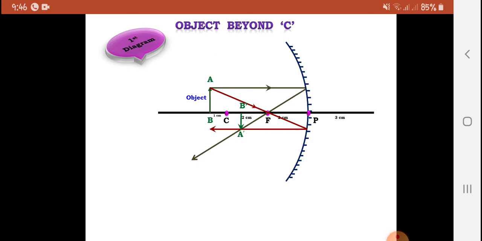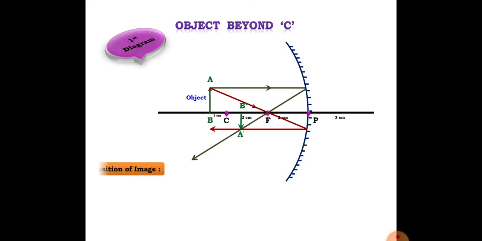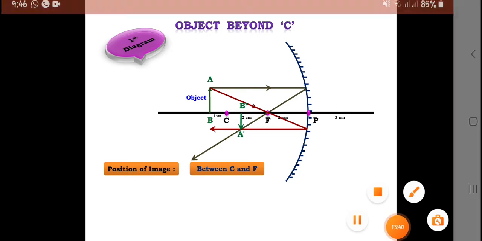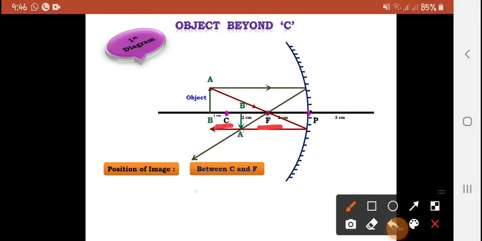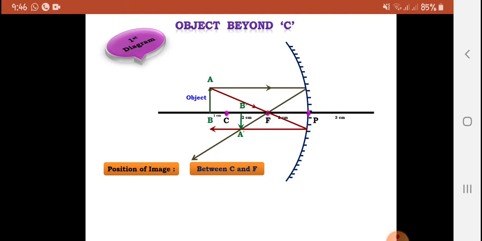Now after drawing, this 50% part is completed. Now you have to write some description about the ray diagram. Now what is that? First, position of the image. Position means image कहाँ बना है, location कहाँ है image का. So you will write between C and F. You can see clearly here between C and F image form हो रहा है. देखिए C और F, इसके बीच में ये image form हो रहा है ना. तो C and F के बीच में image form हो रहा है.